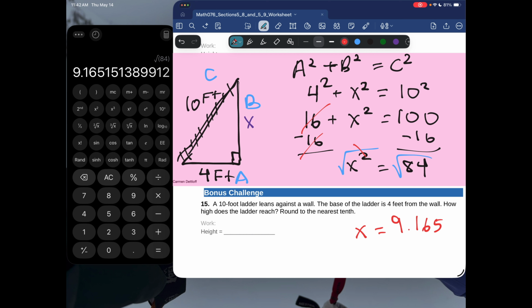9.165, etc. And then I ask myself, I need to round to the nearest tenth, so I'm going to draw my line right after tenths. And then I'm rounding up or down. The number after the tenths is my 6, and that tells me I'm going to be rounding up. So it's 9.2, and then I have to remember my units because it's a word problem, and I'm measuring in feet. 9.2 feet is my final answer.